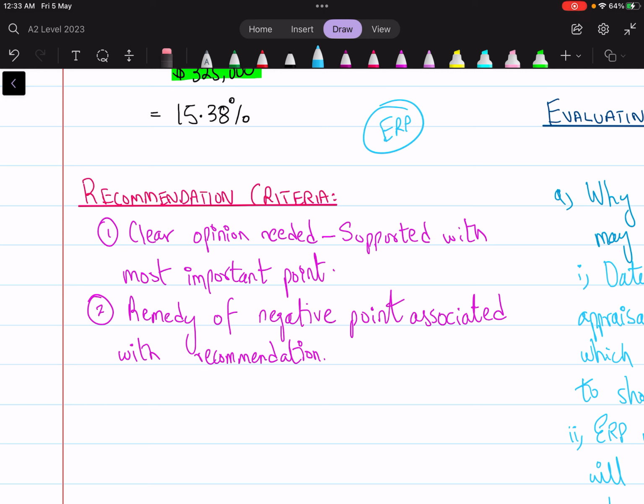But then again, ERP might come with a lot of drawbacks, such as management of change, such as resistance to change from your existing employees. So how will you cope with it? You can also mention a solution to the negative point associated with the thing that you've chosen in the recommendation.